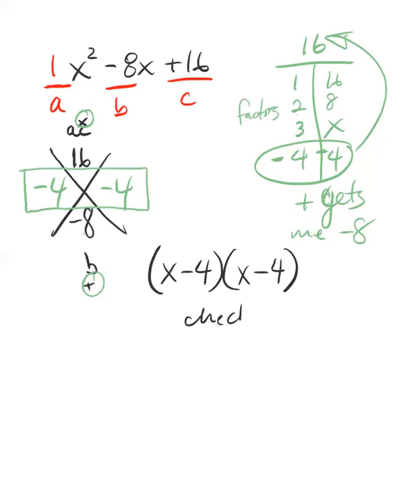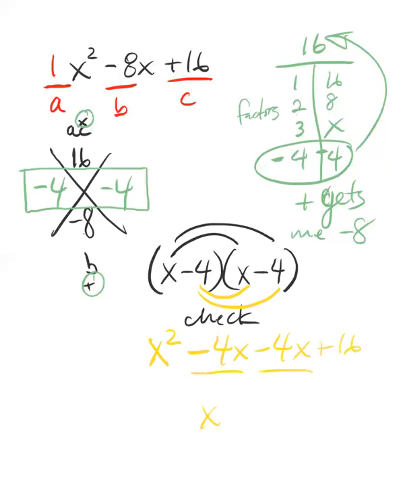Okay, and I can check my work. Actually, this time let's just distribute. When we distribute, we get x squared minus 4x minus 4x plus 16. These are like terms: x squared minus 8x plus 16.